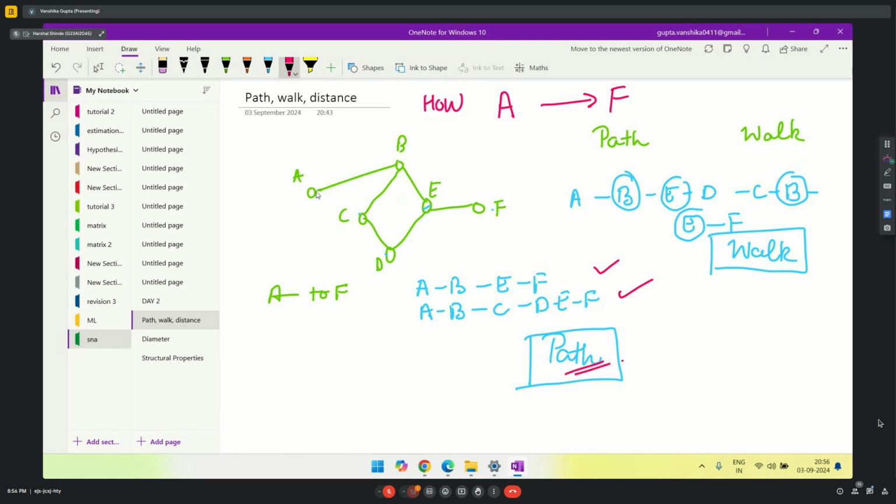Now let's say I am traveling from A to B, B to E, E to F, E to D, D to C, C to B again, B to E again, and then E to F. So here what happened, I repeated my nodes. B to E I traveled 2 times. So when you repeat the nodes, it's called a walk. So this is the first topic that I have started.